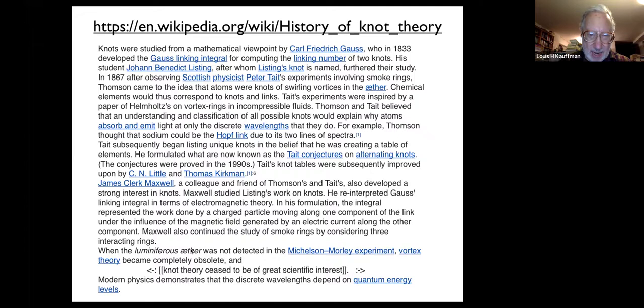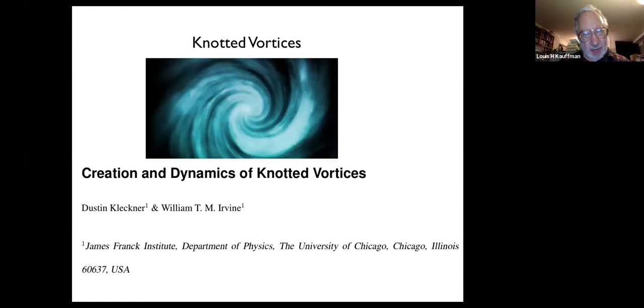But the matter of getting a knotted vortex, which was Kelvin's idea, one didn't actually see a knotted vortex until a few years ago, when William Irvine and his graduate student, Dustin Kleckner, produced knotted vortices in water. No one had actually made a knotted vortex or seen a knotted vortex up to that time. So until 2012, when this paper was published, one didn't truly have a revival of Kelvin's ideas, but with knotted vortices being real, albeit at a macroscopic level, they become of physical interest.